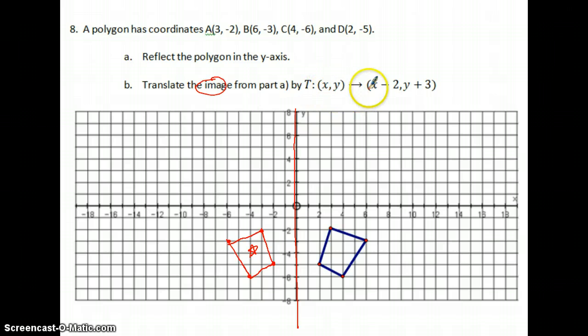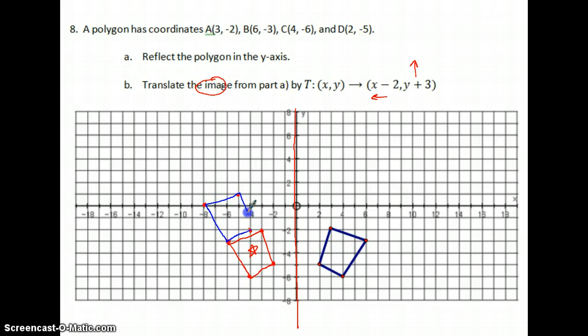So each xy point goes to x minus 2, y plus 3. So all the x coordinates are going to go basically left 2 and 3 up. So that's all I do. Left 2, 3 up. Left 2, 3 up. Left 2, 3 up. So the new one is, I've been liking blue for my second color today.